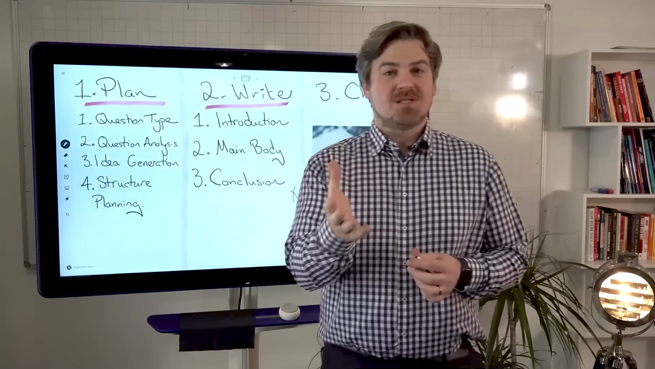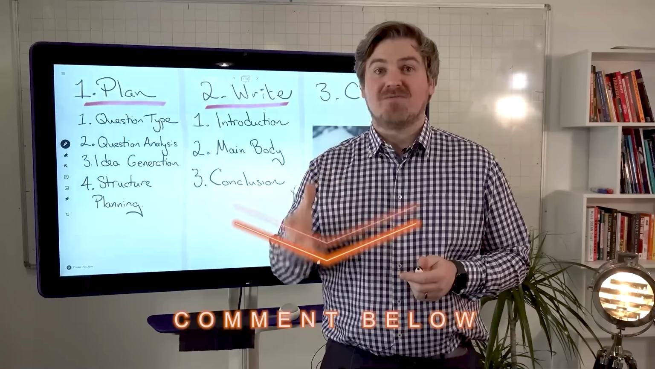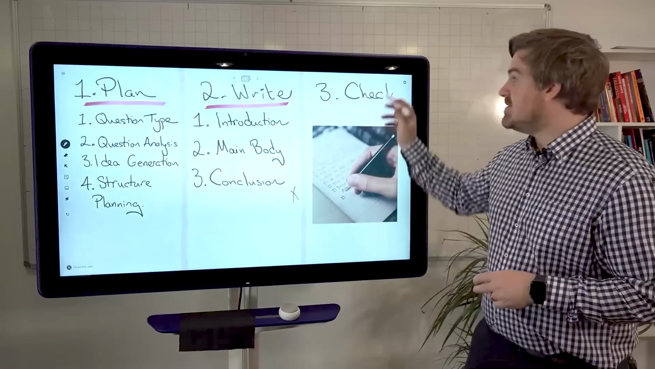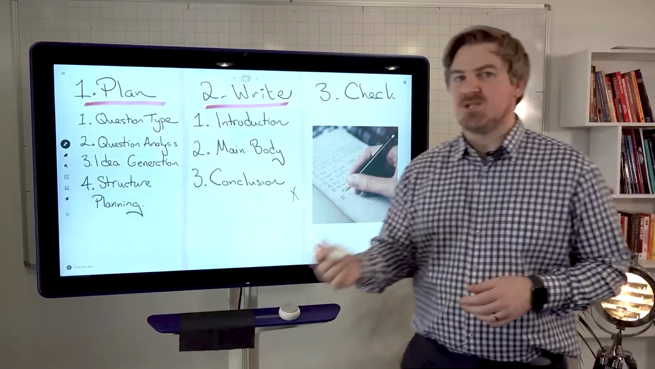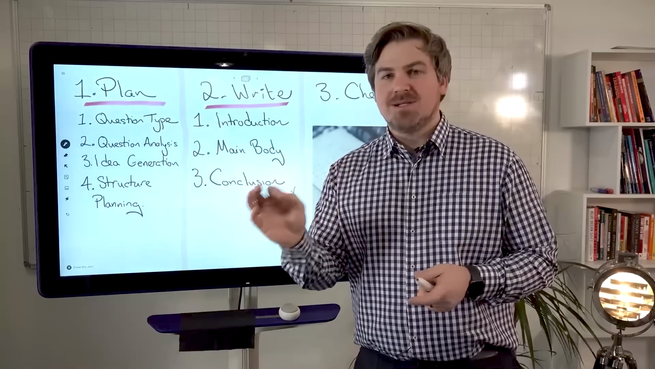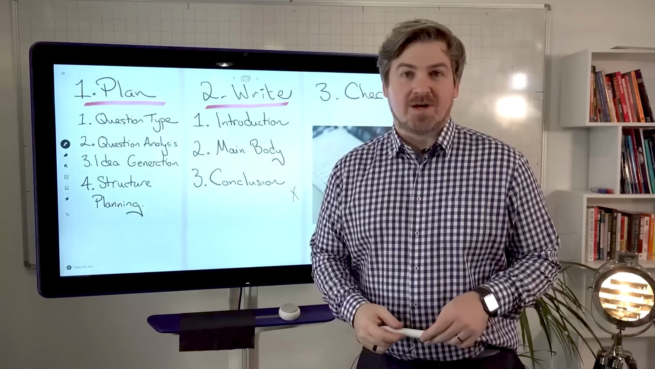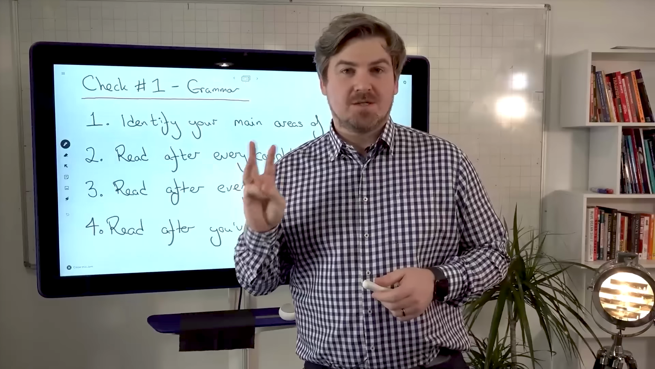How many people watching this video, put it in the comments, have got a 6.5? Probably the reason why you got a 6.5 is you didn't have time to check, or you didn't check properly, because it's those little mistakes and they all add up that lead to you getting a 6.5. So there are 3 different checks that you want to make.